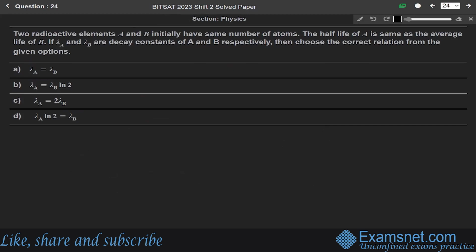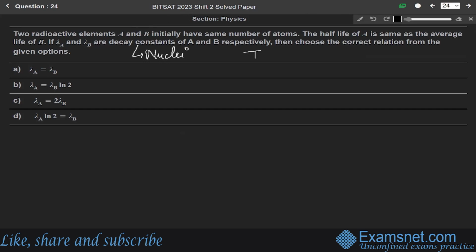Now next question, 24. Two radioactive elements A and B initially have the same number of atoms. The half-life of A is the same as the average life of B. If lambda A and lambda B are decay constants of A and B respectively, then choose the correct relation from the given options. Okay. So this question is from the chapter of nuclei. So we are given half-life, yeah, the half-life of A is the same as the average life of B.